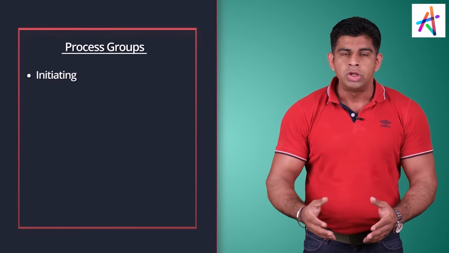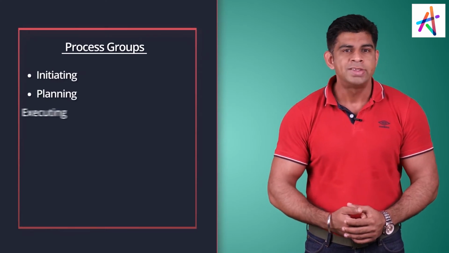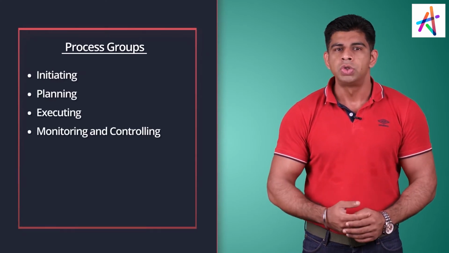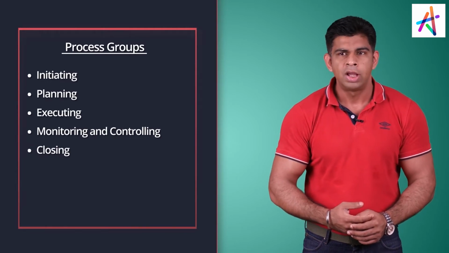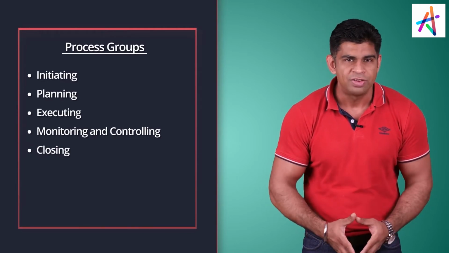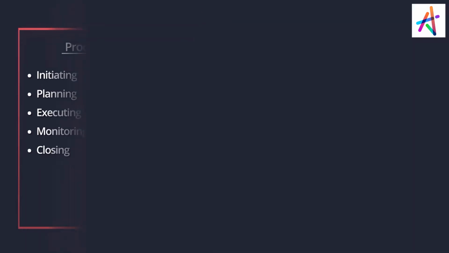Let's take an example and then explain the 5 process groups. Let me first start with naming these process groups. Then I'm going to take an example and explain these. And you will probably say, this sounds so logical. It is. The process groups that we have are initiating, planning, executing, monitoring and controlling, and closing. Again, sounds like a lot, right? These are just 5.